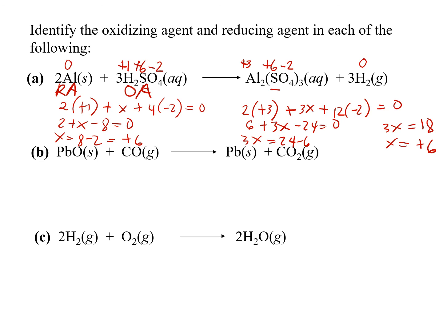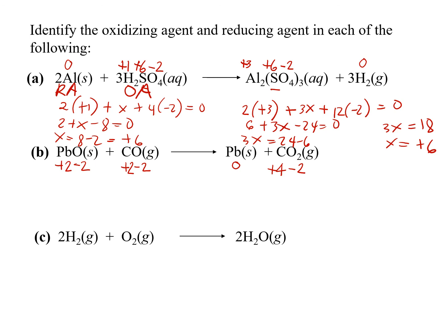So let's go to letter B. Again, we still apply the rules in assigning oxidation numbers. If oxygen here is -2, then the sum is 0, so our lead obviously is +2. And for CO, our O is -2, so obviously our carbon here is +2. This is solid, so this is 0. Here, our oxygen is -2 again, but we have 2 oxygen atoms, so you look at the subscript. The oxidation number of carbon here is +4.